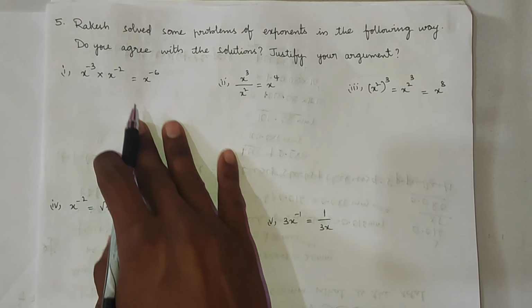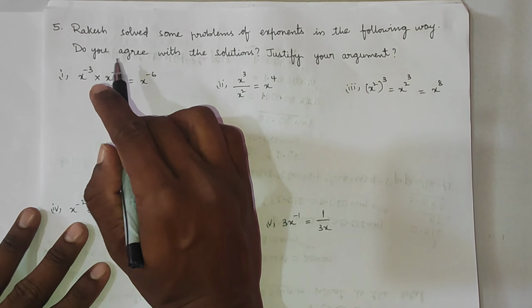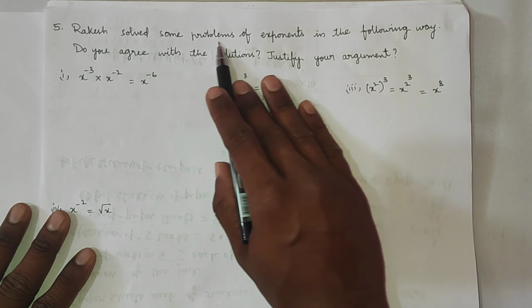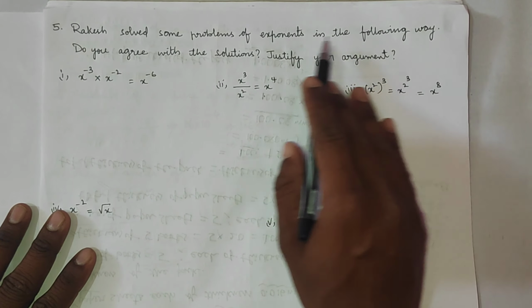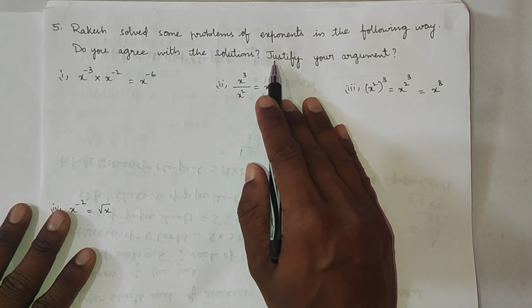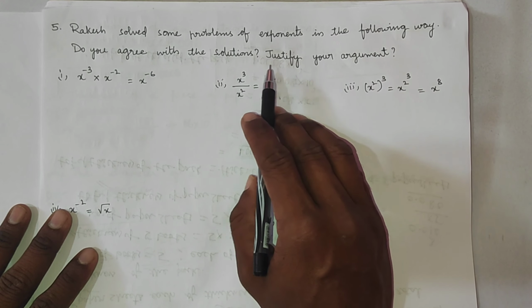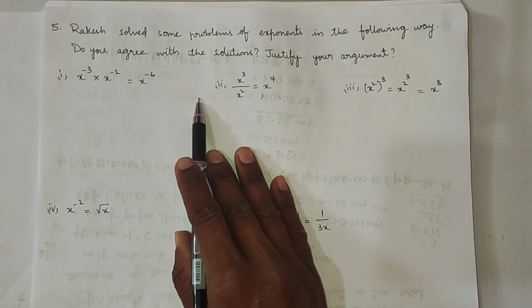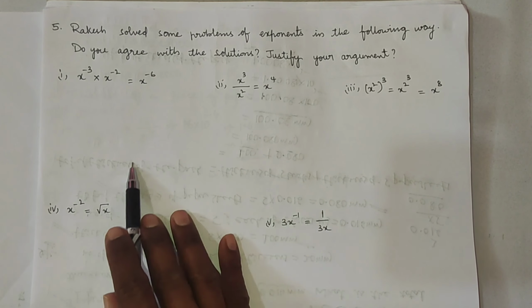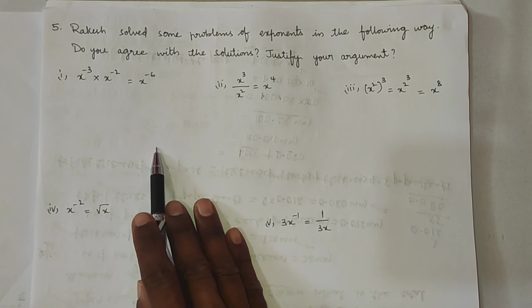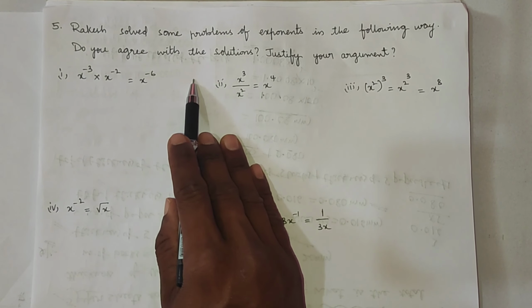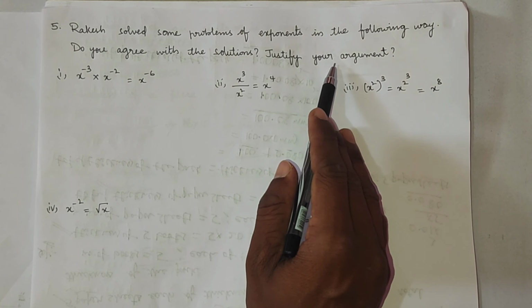The fifth one is the last question. Rakesh solved some problems of exponents in the following way. Do you agree with the solutions? Justify your argument. So Rakesh has solved some problems of exponents like this. We agree or not; if we do not agree, we have to justify our argument.